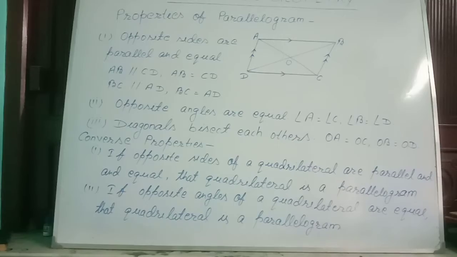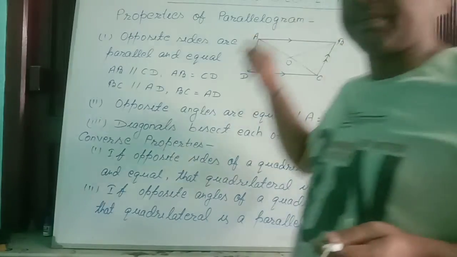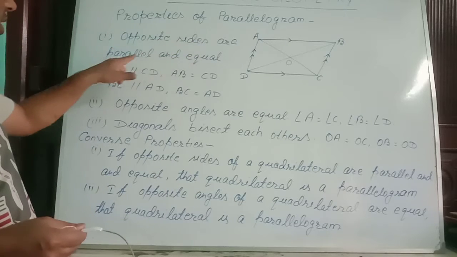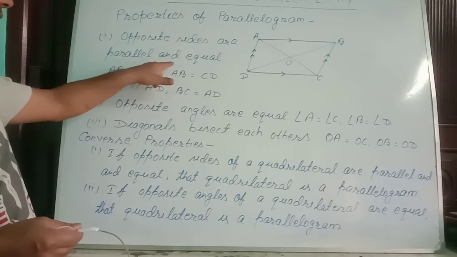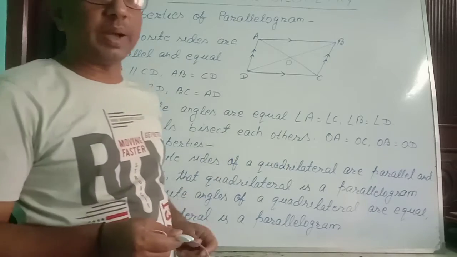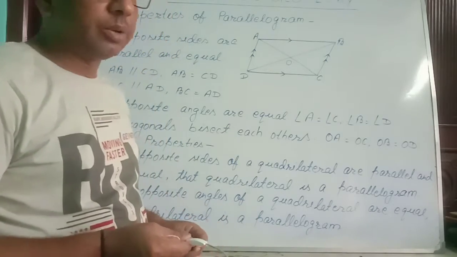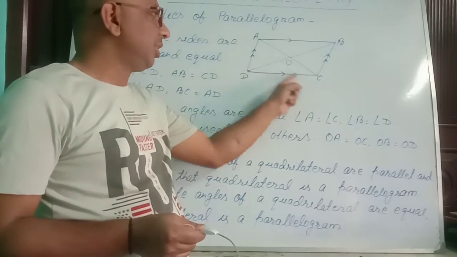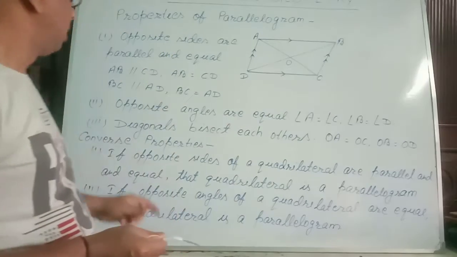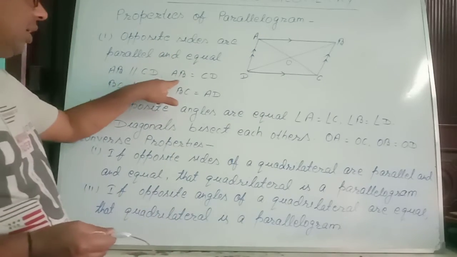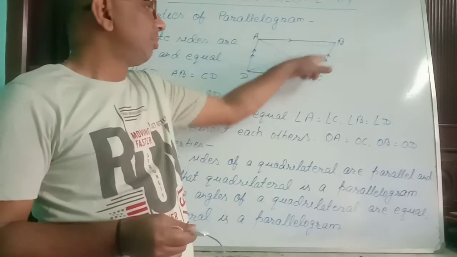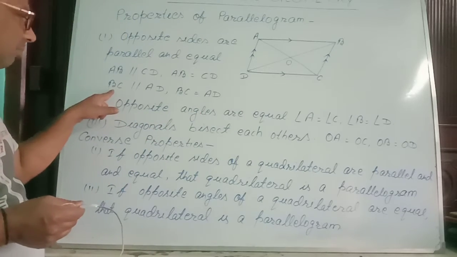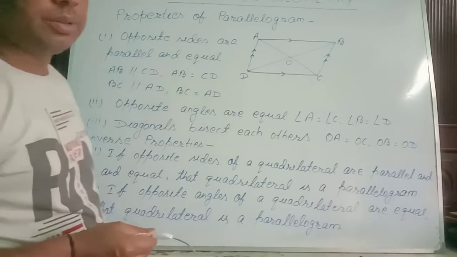My dear students, let us see the properties of a parallelogram. The first property is that opposite sides are parallel and equal. Means the opposite sides of a parallelogram are parallel and equal. ABCD is any parallelogram. Opposite sides AB and CD are parallel and equal. For that I have written AB parallel to CD and AB equal to CD. Similarly, BC and AD are parallel and equal. For that I have written here BC is parallel to AD and BC equal to AD.